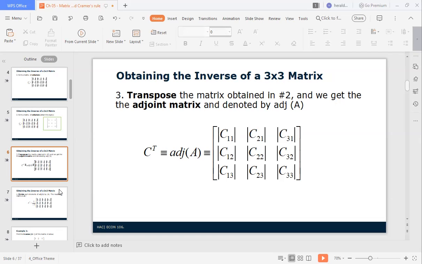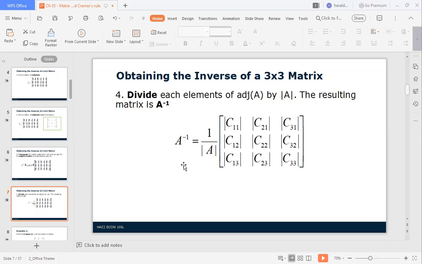Okay. Then the next thing to do to get the inverse of a 3 by 3 matrix is, once we obtain the adjoint, we multiply each of its elements by 1 over the determinant of A, and the resulting matrix is the inverse matrix. Now, take note, class, that the inverse is just equal to 1 over the determinant of A times the adjoint. We're not getting any absolute value here. We state it as is. This is how we write the inverse.